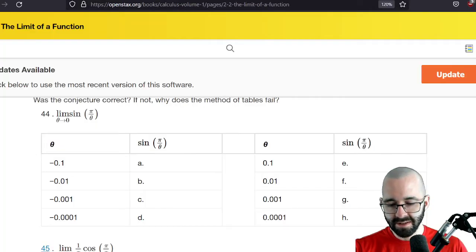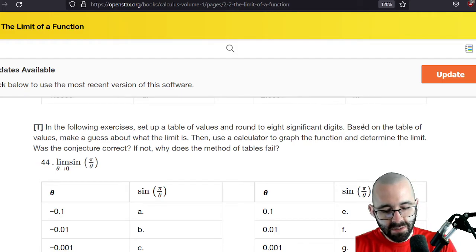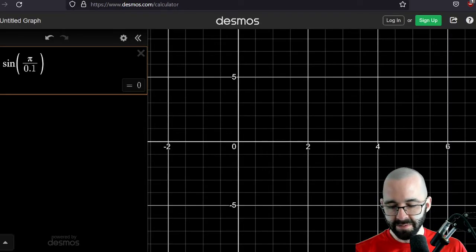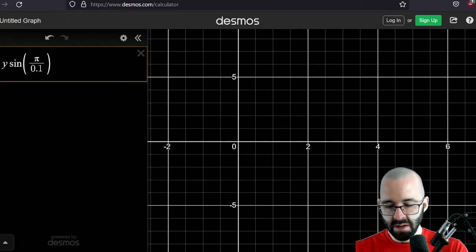Read the instructions. Round to 8 significant digits based on the table. Make a guess about what the limit is, and graph the function to find the limit. Pi divided by theta. Let's graph it. Y equals pi divided by theta.